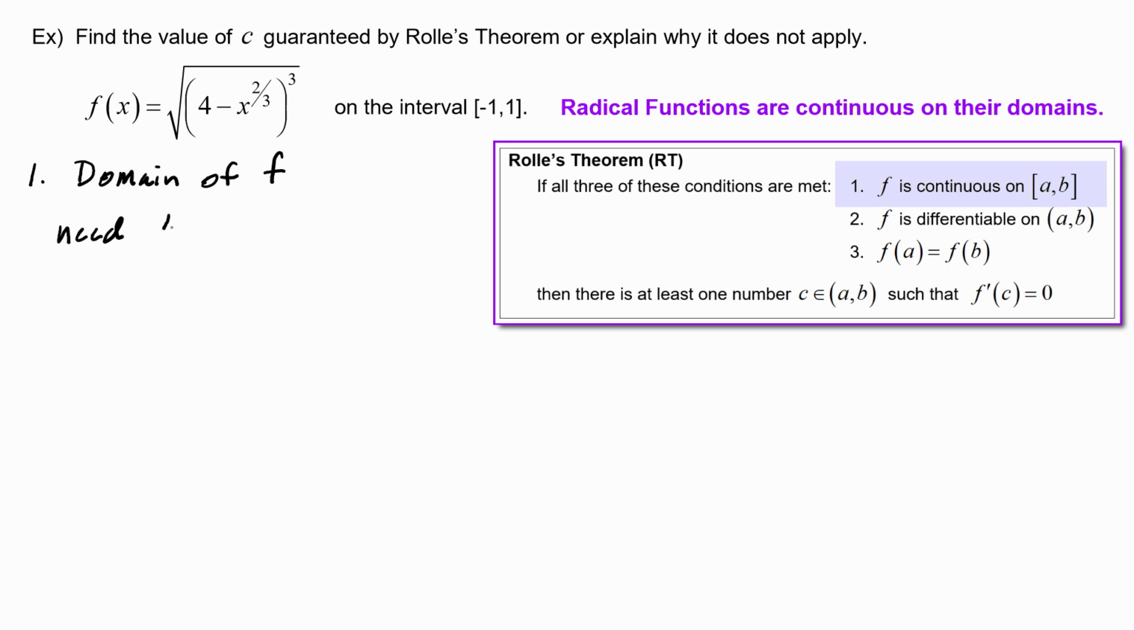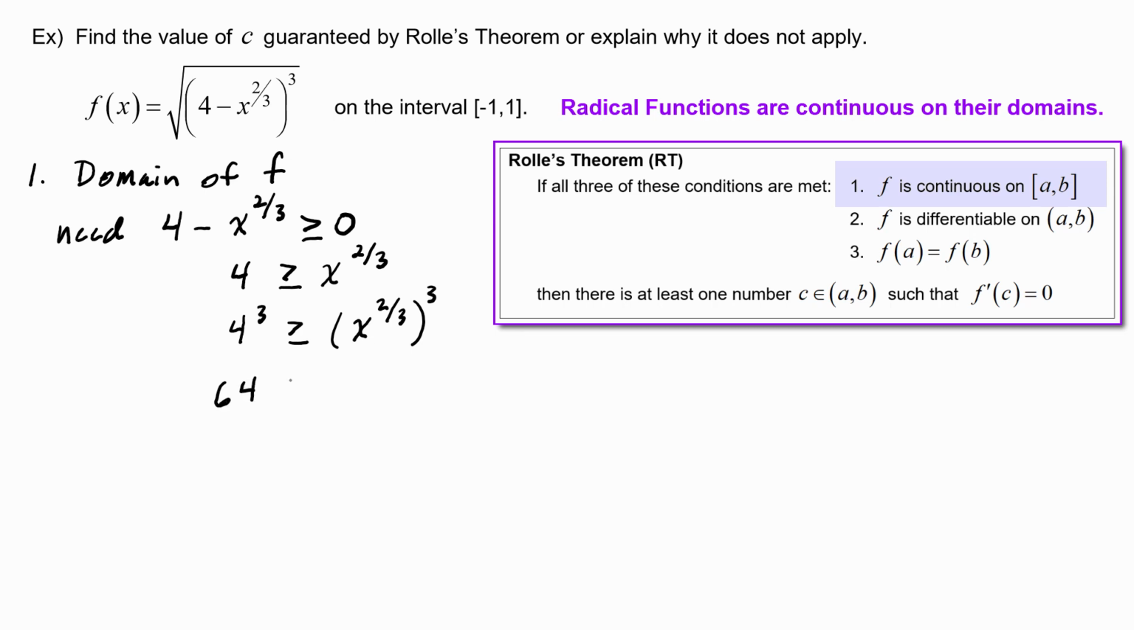So we are going to need 4 minus x to the 2/3 to be greater than or equal to 0 to satisfy the domain of f. So then that means 4 would have to be greater than or equal to x to the 2/3. Now if we cube both sides, so we would have x to the 2/3 cubed on that right-hand side, we would get 64 is greater than or equal to x squared.